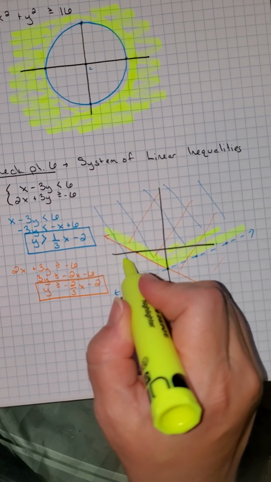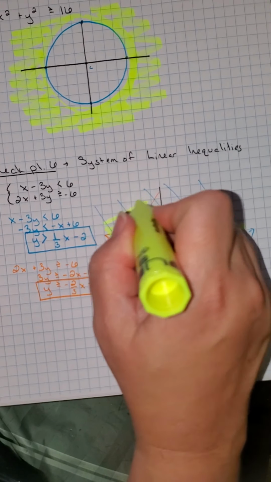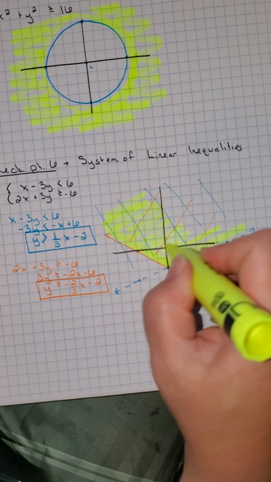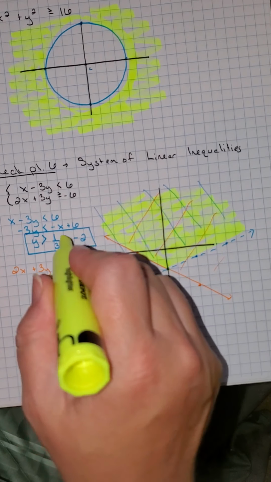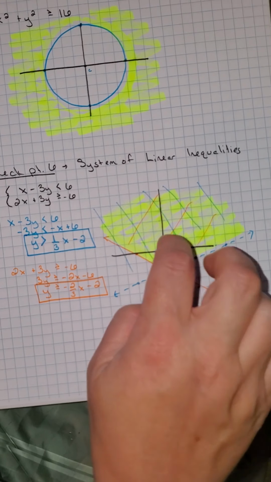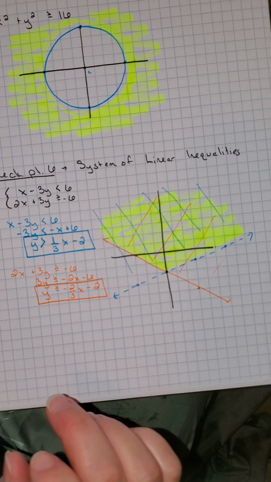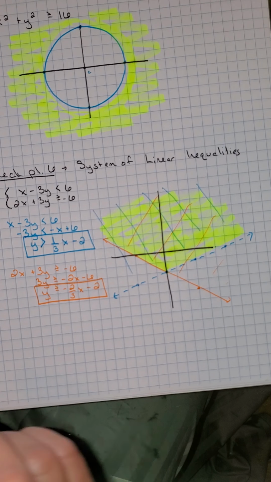Down here is not greater than orange. Down here is not greater than blue. So you don't include it. It has to be both. And any point that you put into these inequalities will be true if you pick a point from inside the shaded part. So that's how that works.